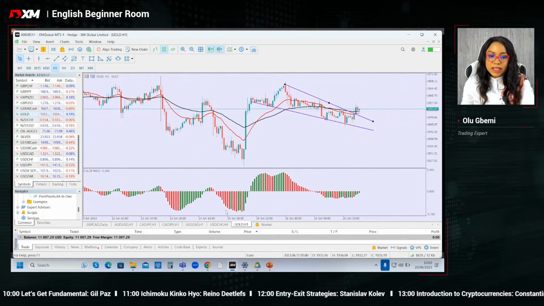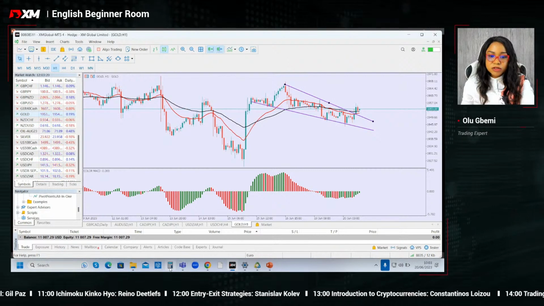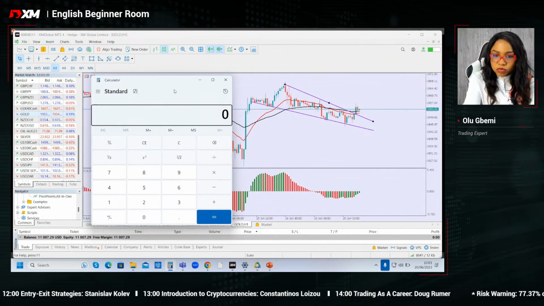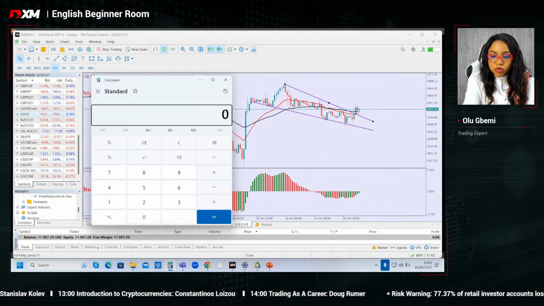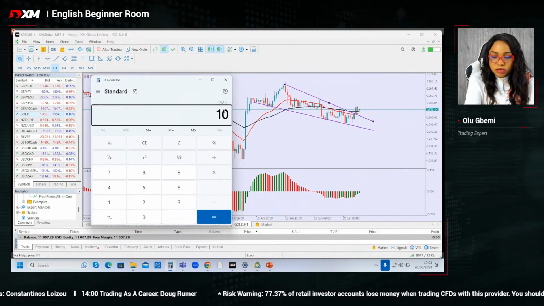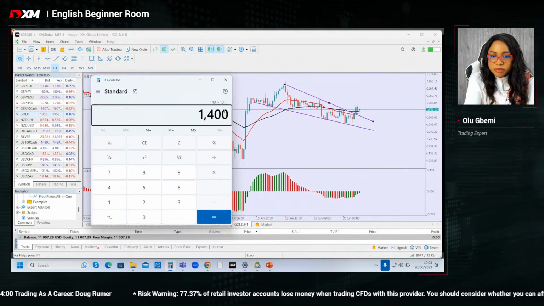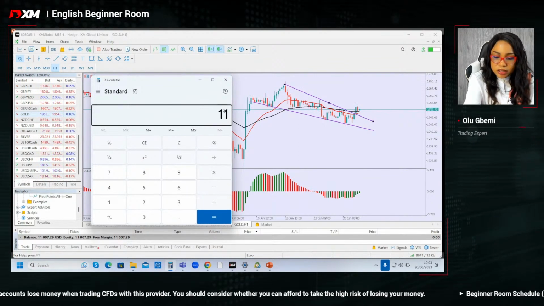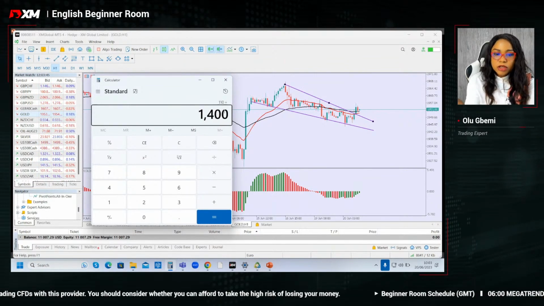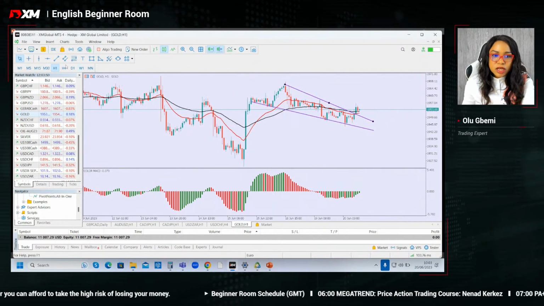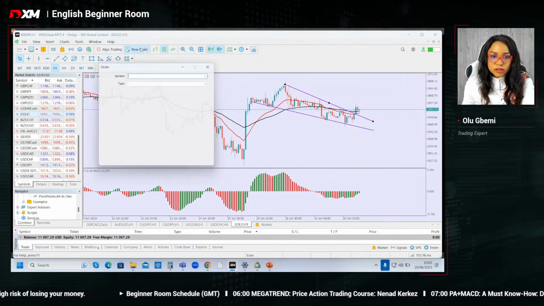So to calculate my lot size, which is the first thing I'll be calculating, in order for me to know how to take the trade properly, I'll do the 140 pips that I want to take as the stop loss multiplied by 10, which is the pip value, and that gives me 1,400. Now I want to risk $110 on this. So 110 divided by 1,400 gives me 0.07. Okay, and that's what I'm going to be using as my lot size on this.